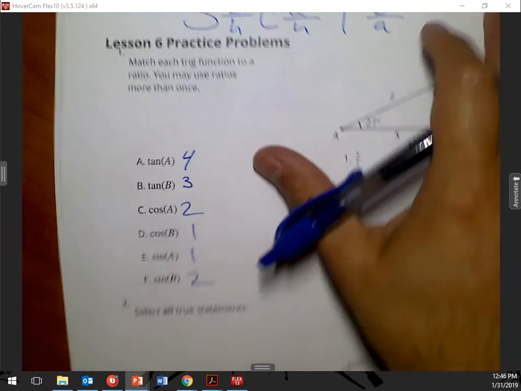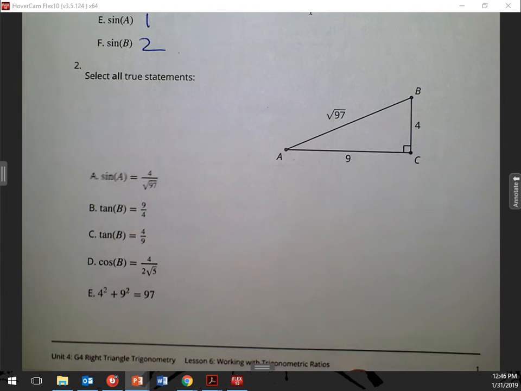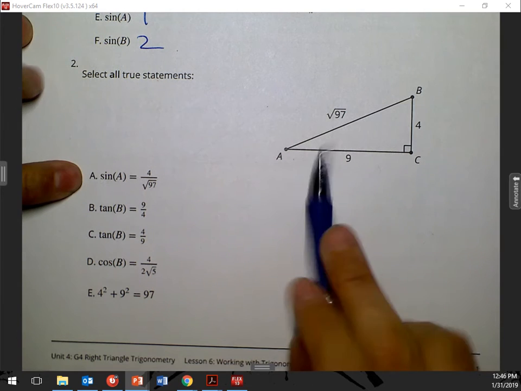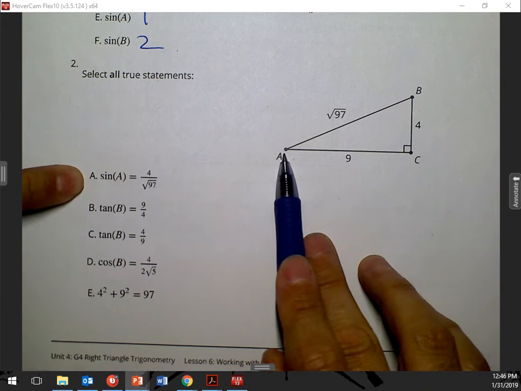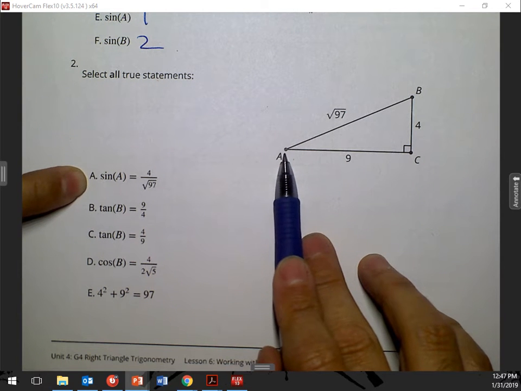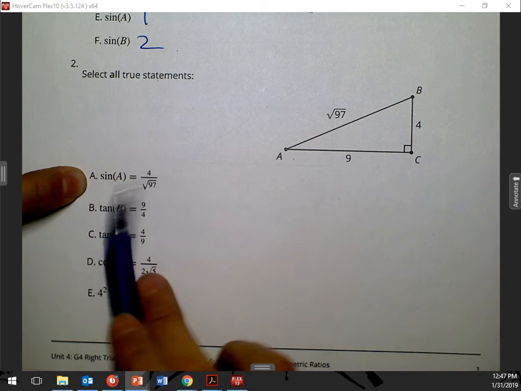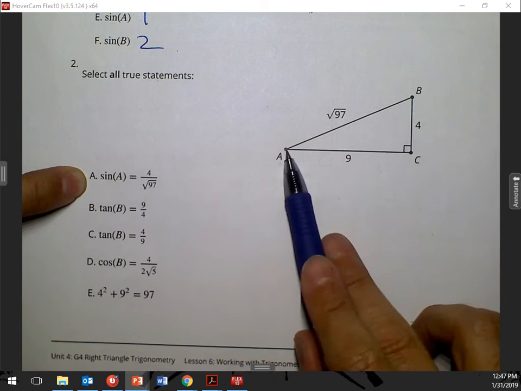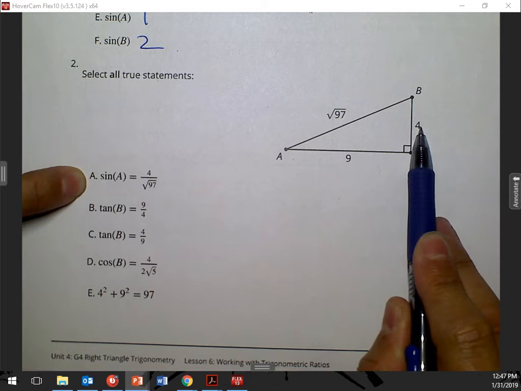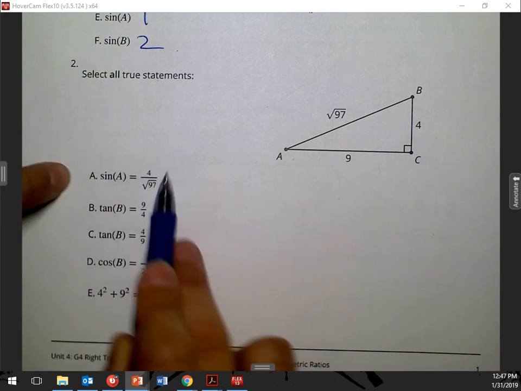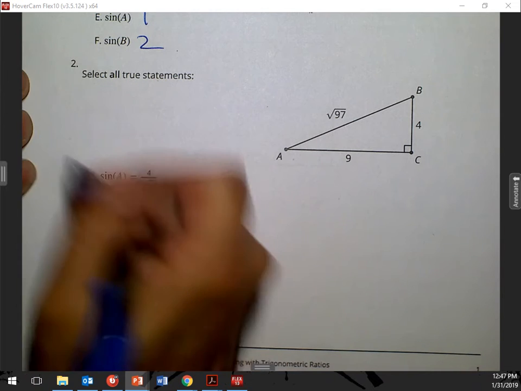Okay, doing it again. So we're going to go through this all kind of quickly here. So, sine of A. Here's A, right? Sine is supposed to be opposite over hypotenuse, right? So, opposite over hypotenuse. Opposite of A is, or hypotenuse is? Root 97, right? So, is this true? Yes. So, I circled that.